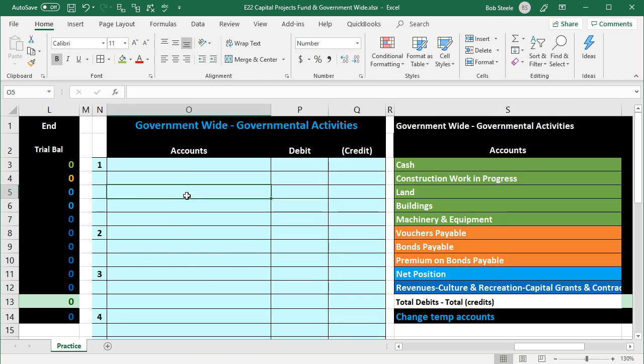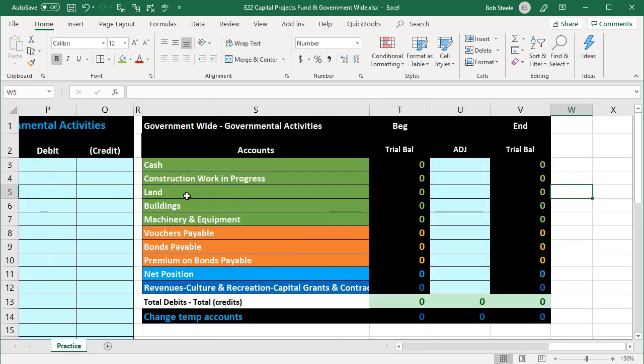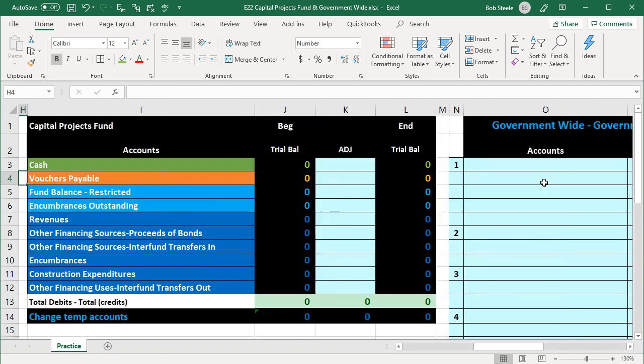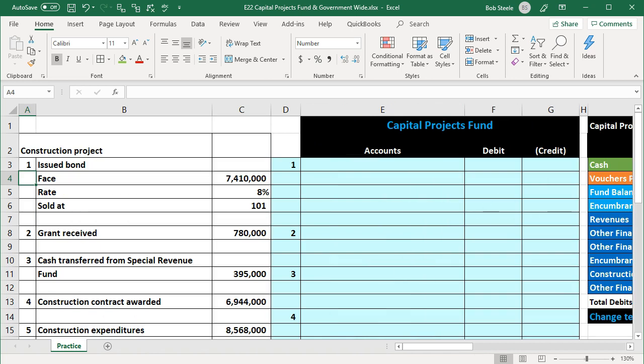We're going to record the related journal entries. We'll post them to our worksheet, the worksheet having the beginning balance and the ending balance. We can then compare and contrast between the funds and the government-wide, between a modified accrual using the funds and the accrual with the government-wide activities. Back to our information, first transaction.